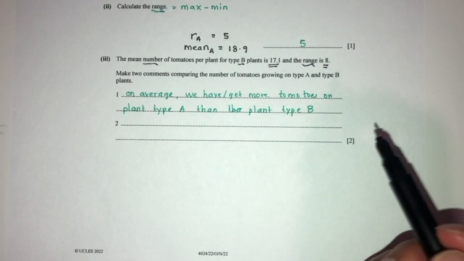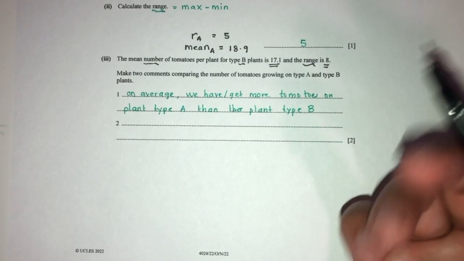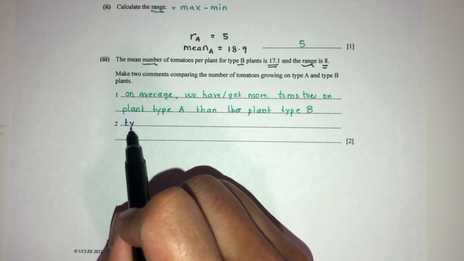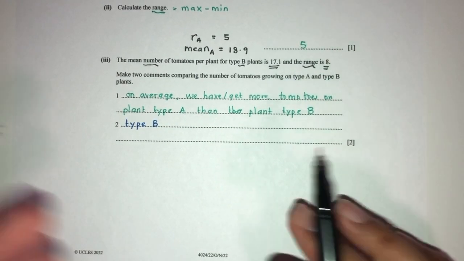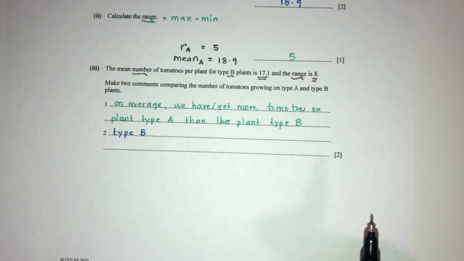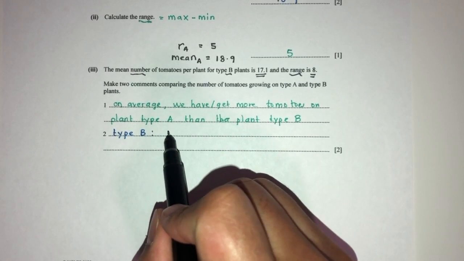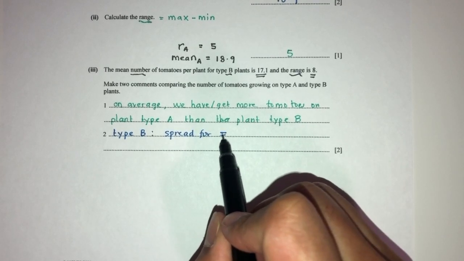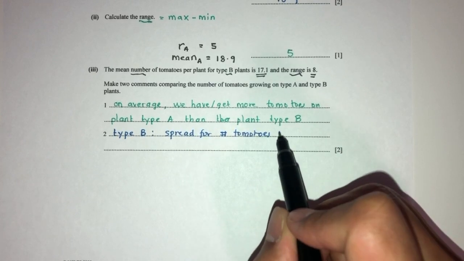Now, comparing the range is definitely a measure of spread. You can say that type B, because the range is wider, is 8 compared to 5, you can say that the variation or the spread for the number of tomatoes is larger for type B. Type B, or you can say spread for number of tomatoes is larger.